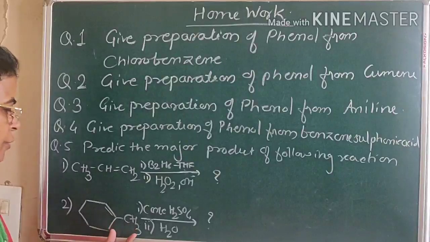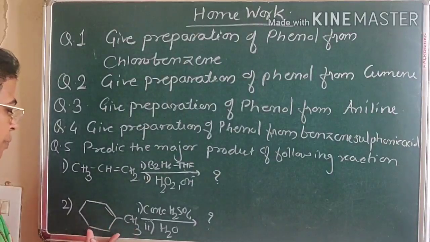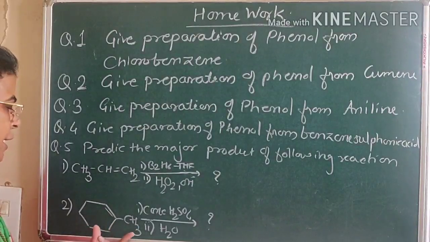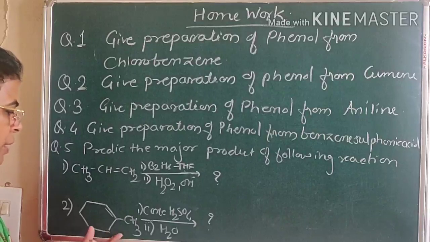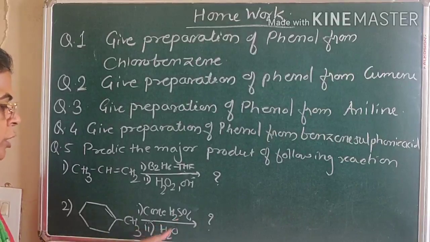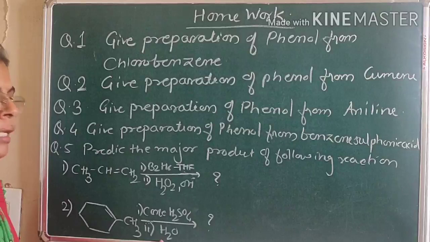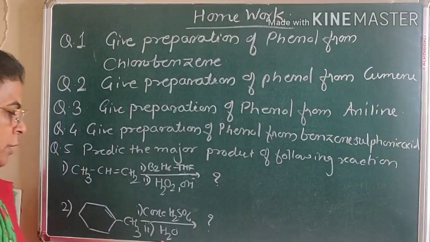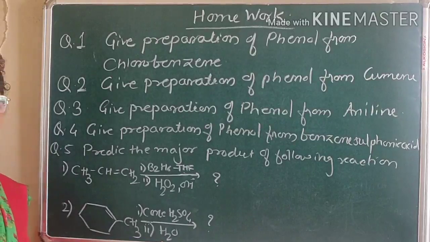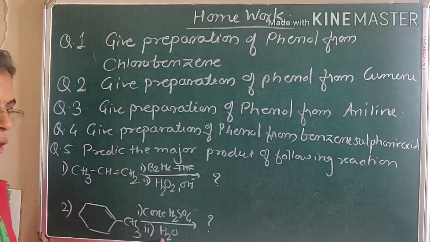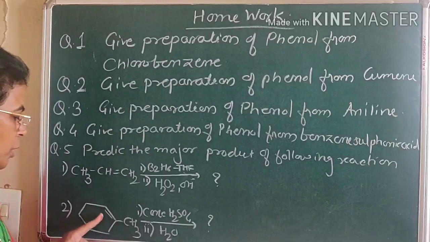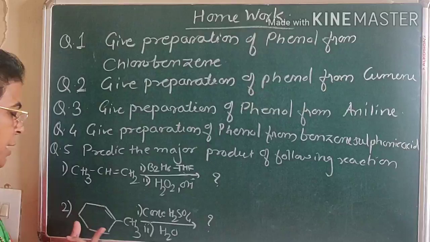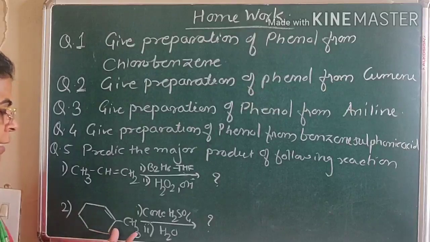First we will see the second reaction. Here this compound is treated with concentrated H2SO4 and then followed by hydrolysis. That is, in the second step it is treated with water, that is, hydrolysis is carried out. This compound is an alkene, cyclohexene, and here there is a CH3 group.